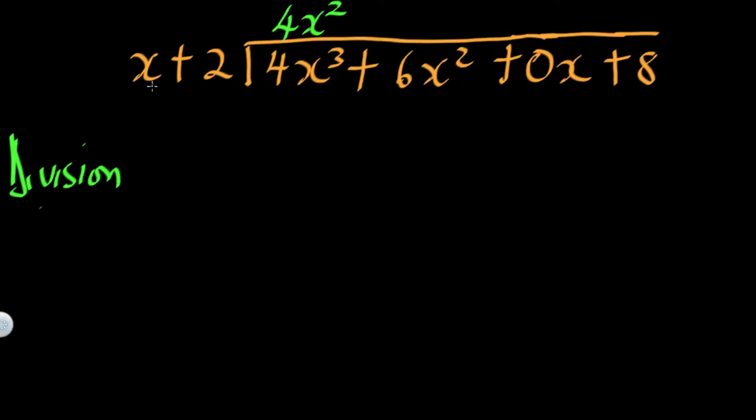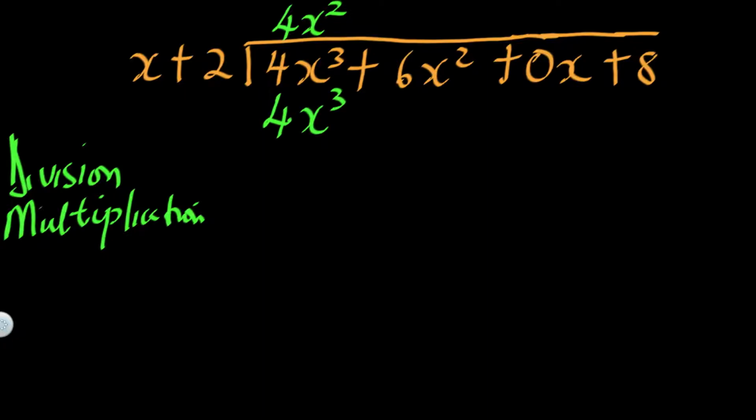Then 4x squared times x. Now the next thing is multiplication. So after dividing, we do multiplication. 4x squared times this x here, we get 4x cubed. Then 4x squared times this 2 here, we get positive 8x squared. After the multiplication, we do subtraction. So we subtract.